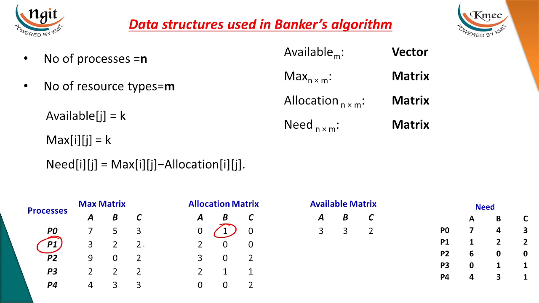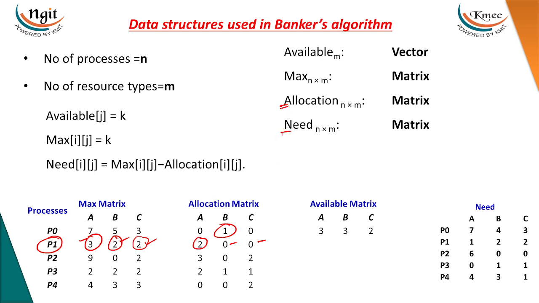Similarly, for P1, it needs 3 resources, but currently it gets 2. It needs 2 resources of B and 2 resources of C. Currently B and C are not allocated, so it needs 1 A resource and 2 B resources and 2 C resources still. Okay, so that is allocation.